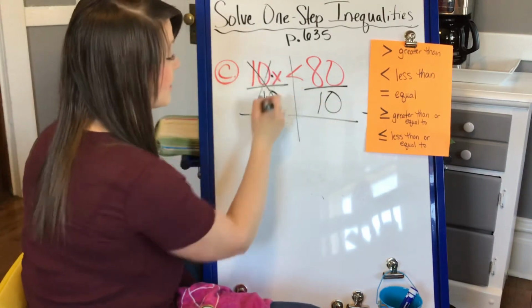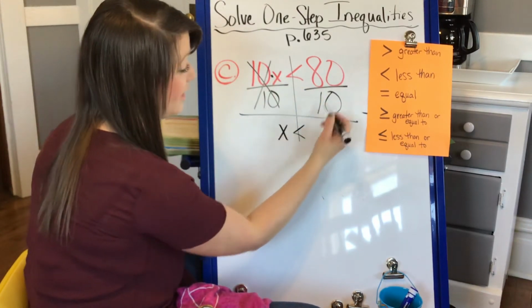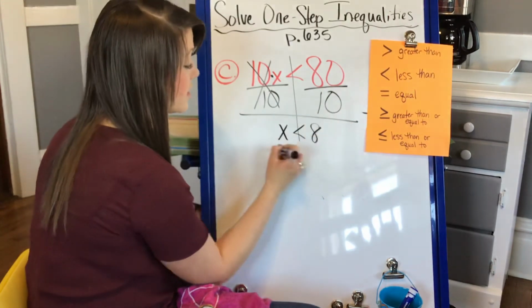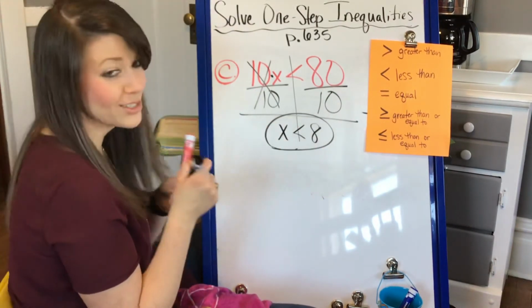That means this is going to cancel out. I'm left with x is less than 80 divided by 10, which would give me 8. I got 8.